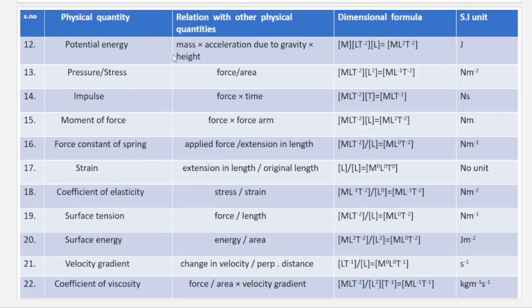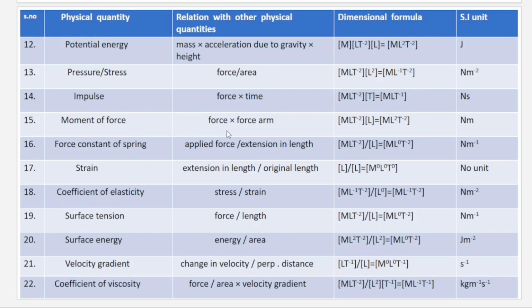Next is potential energy, whose formula is mass into acceleration due to gravity into height. Mass is M, acceleration is LT⁻² and height is L. We get [M L² T⁻²]. Pressure and stress is force by area. Pressure and stress have the same dimensional formulas. So force by area, force is MLT⁻² and area is L², we get [M L⁻¹ T⁻²]. Impulse is force into time, force is MLT⁻² and time is T, we get [M L T⁻¹].